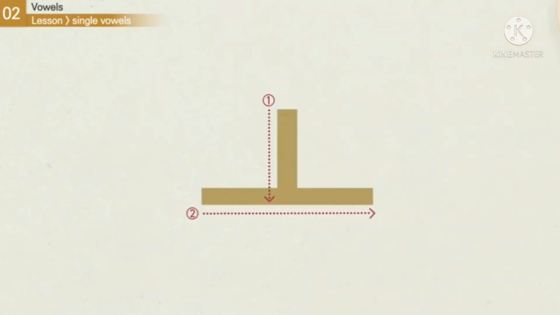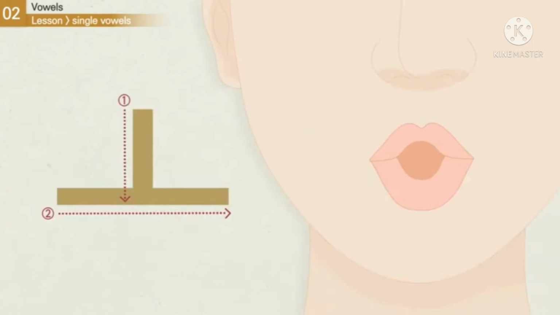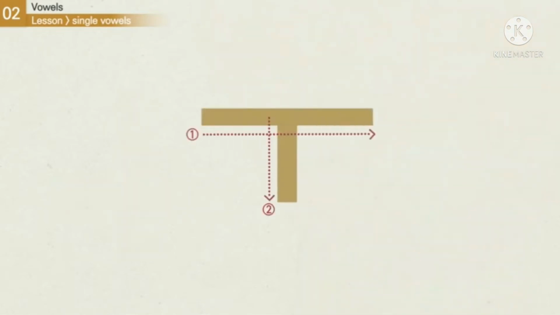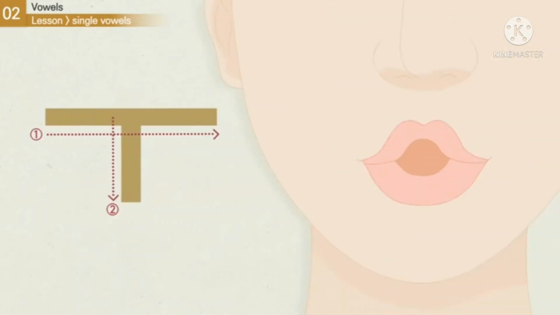O. Make your lips round when you do it. Repeat after me. O. Repeat after me once again. O. U. You have to put your lips together and push them out. Repeat after me. U. Let's try it together one more time. U.